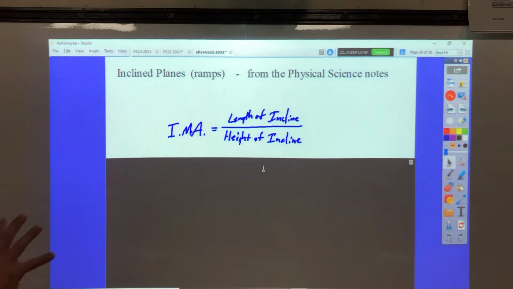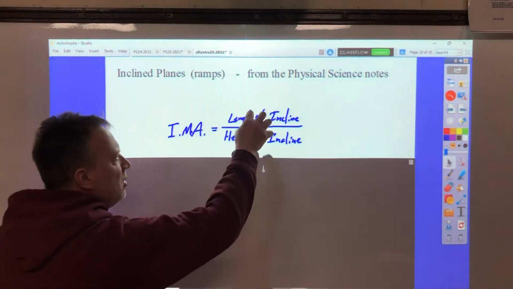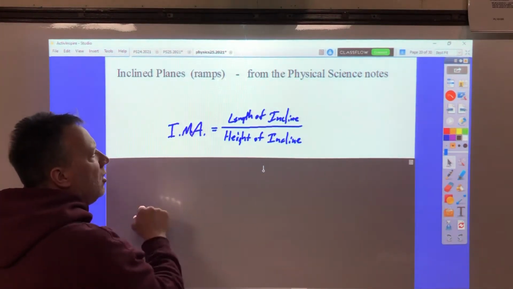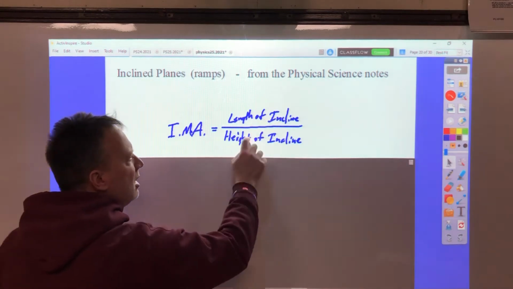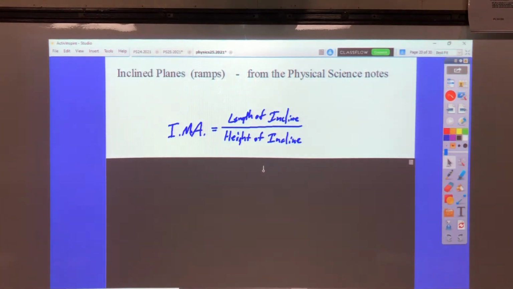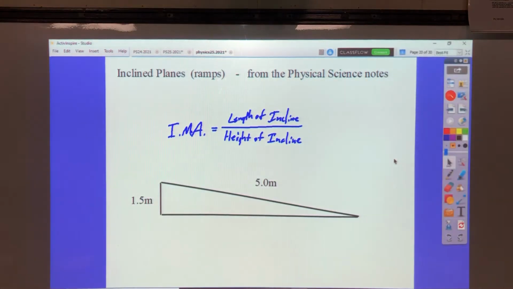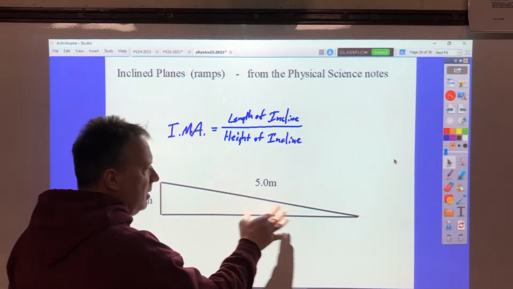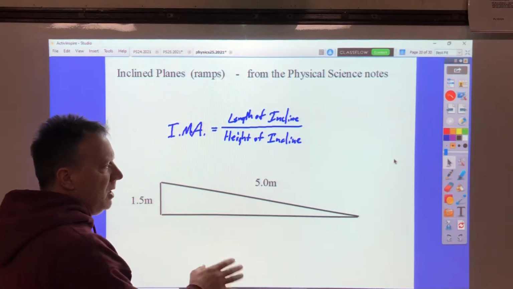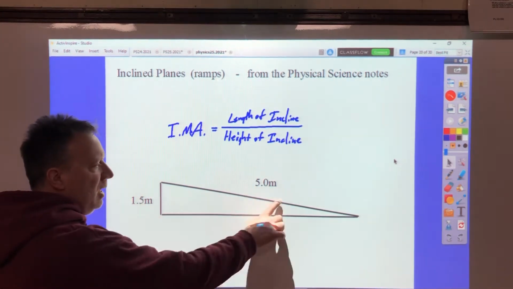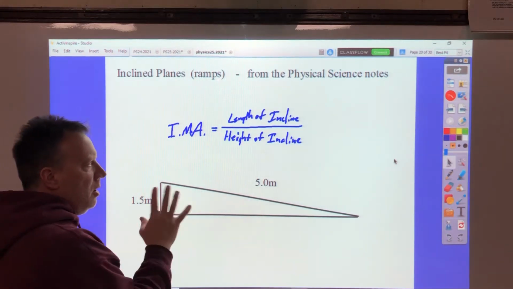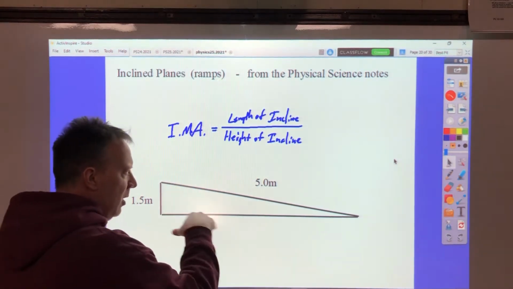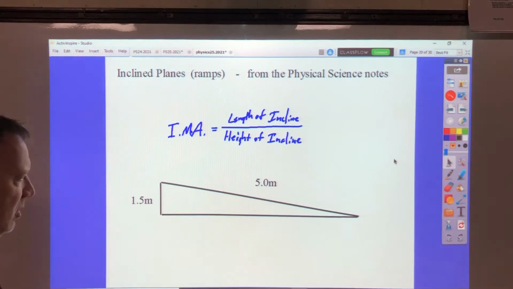I just took this out of the physical science notes and plopped it in here, where IMA, or ideal mechanical advantage, is the length of an incline over the height of an incline. In our problem, I also just picked the graph out of there, and it was 13:2 or something like this. So it's not really 5 to 1.5. This is too long and this is too short. But you get the idea. You've got a ramp like this, and you can just divide those numbers to get it.